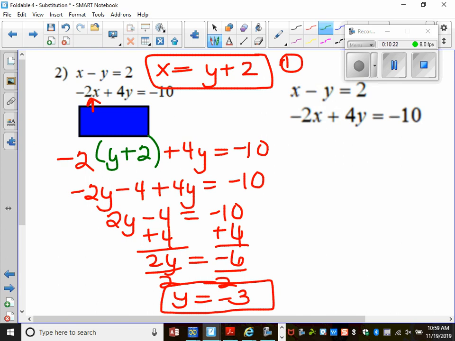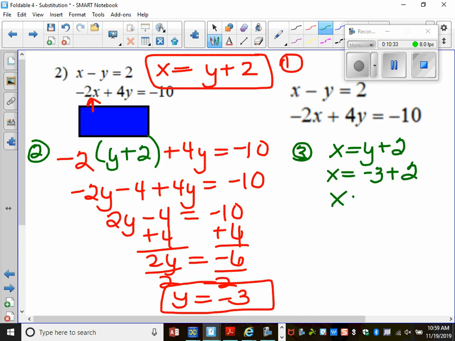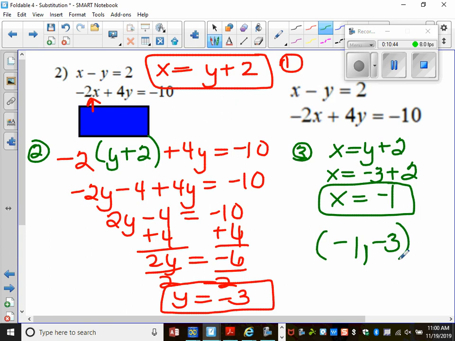So here, this was step 2. So step 3, I'm going to write down what I got in step 1 and replace y with negative 3. All right, and there's my x value. Now I'm going to write it as a coordinate. So these lines would intersect at (-1, -3).